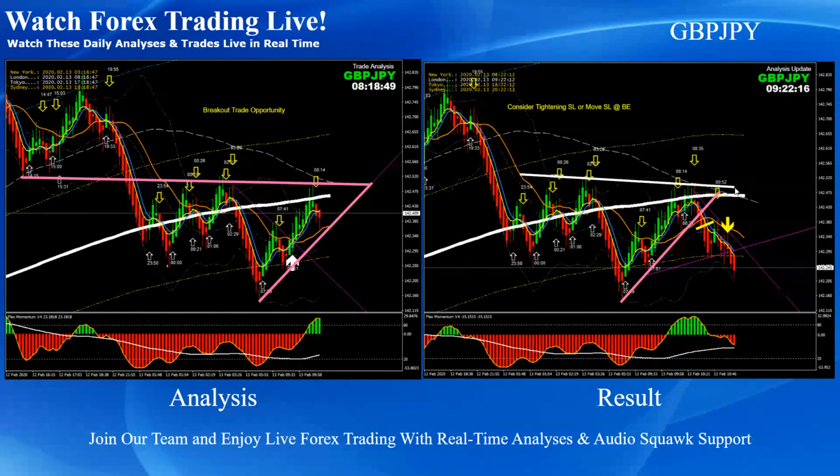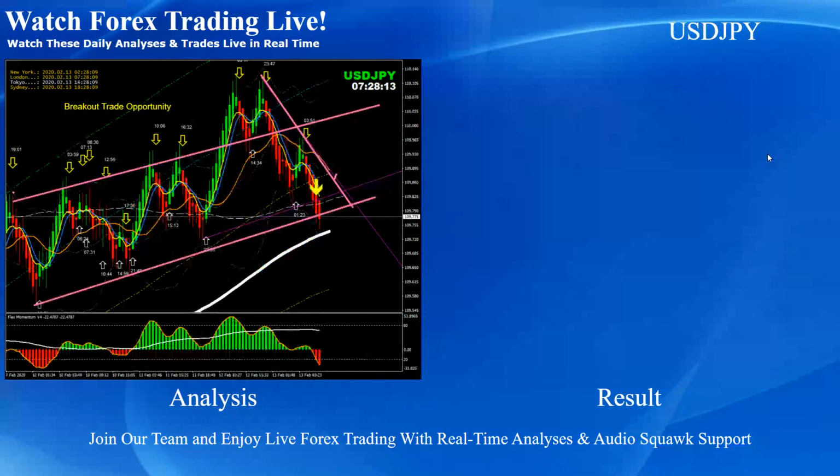Pound yen, pretty straightforward. This was the triangle pattern breakout, beautiful, as we were expecting here, as mentioned on the analysis, a pullback, and we banked some profit as soon as the price hit the support level. Another short trade on pound yen.